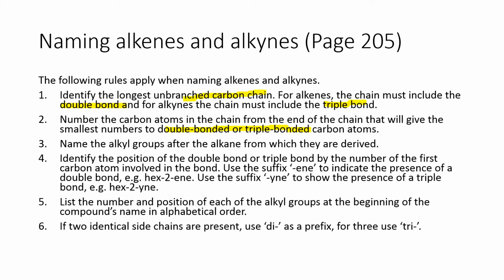Number 4, identify the position of the double bond or triple bond by the number of the first carbon involved in the bond. Use the suffix -ene to indicate the presence of a double bond. If you have -yne, it indicates the presence of a triple bond. Number 5, list the number and position of each alkyl group at the beginning of the compound name, in alphabetical order. And number 6, if 2 identical side chains are present, use di- as a prefix, and if it's 3, use tri-. Something for you to consider. There's a lot of words here, so let's show you some examples. Moving on to the next slide.